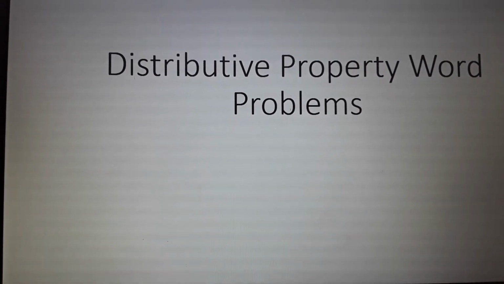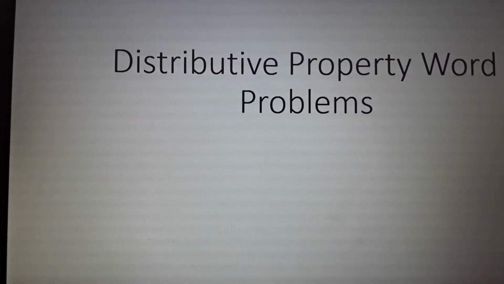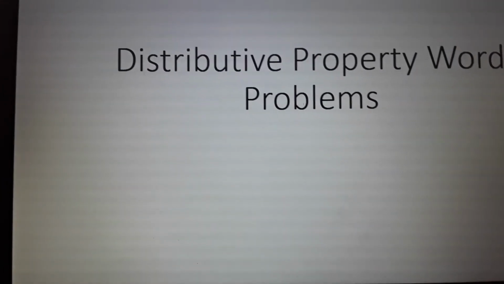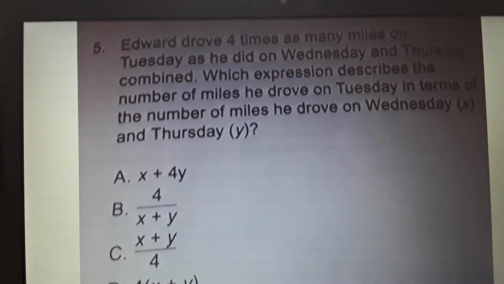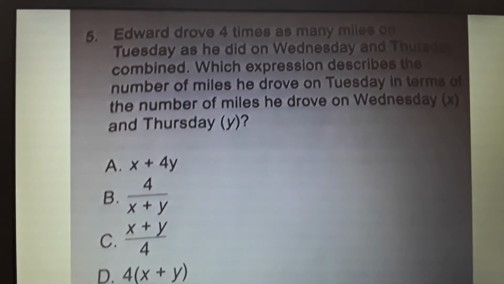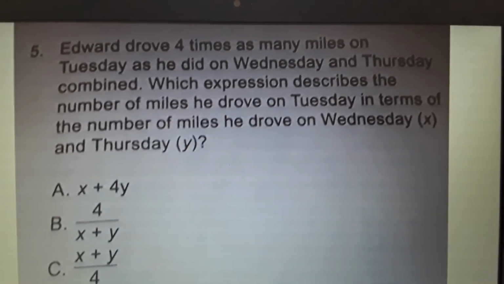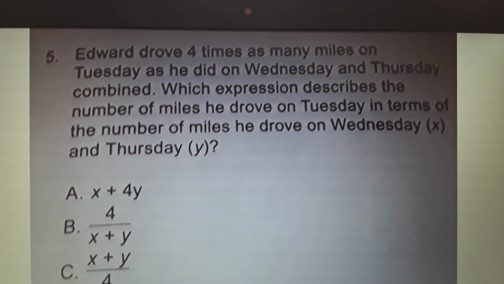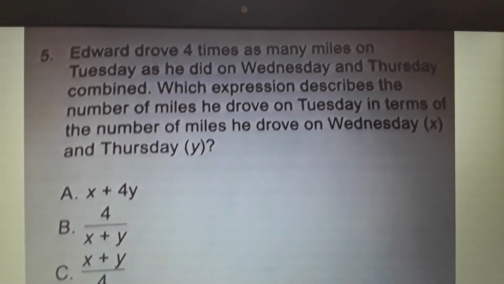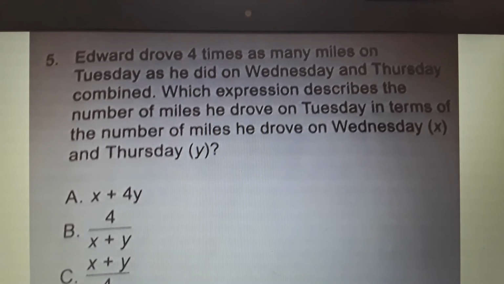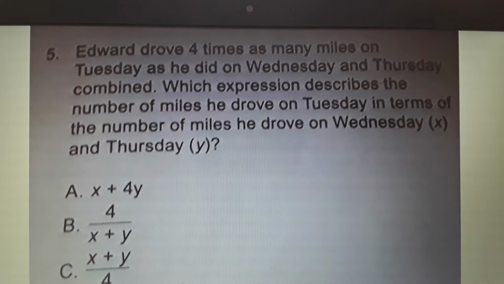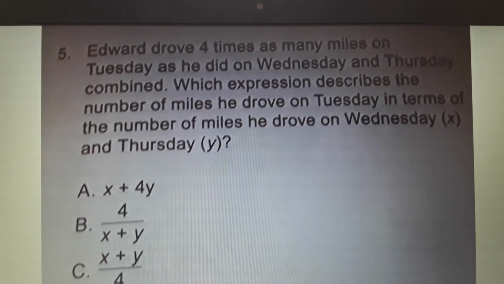These come out of the Steck-Vaughn books, I believe. So here we go. Let's look at the problem and see if we can answer it, and again, see how distributive property plays in. Hopefully you guys can see it. It says, Edward drove 4 times as many miles on Tuesday as he did on Wednesday and Thursday combined. Which expression describes the number of miles he drove on Tuesday in terms of the number of miles he drove on Wednesday, which is X, and Thursday, which is Y?